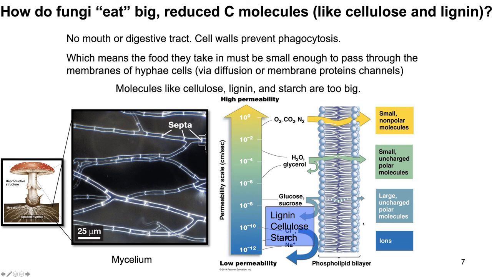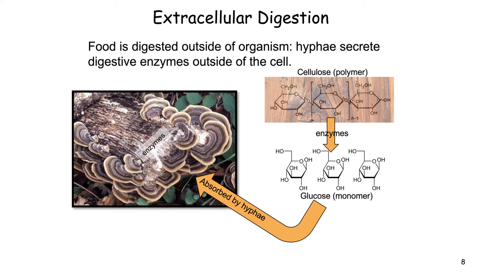Okay, so it's very difficult for these molecules to move across a cell membrane. So that means they need to be broken down into smaller molecules before they can move across. Okay, so that is this process of extracellular digestion, and this is what fungi use. So extracellular digestion means digestion outside of the cell. Okay, and in this case, food is digested outside of the organism. And it's the fungal hyphae that will actually secrete digestive enzymes that help break down these complex molecules outside of the fungal cells. And then once they're broken down, they'll absorb them.